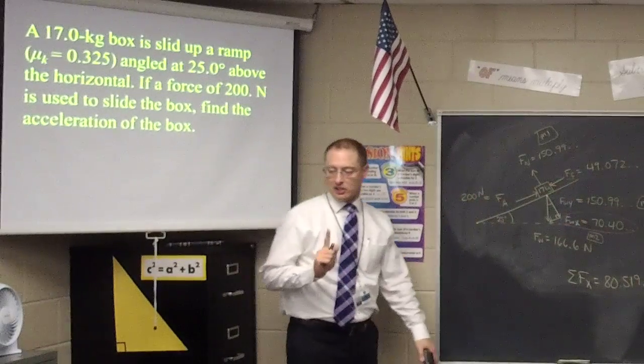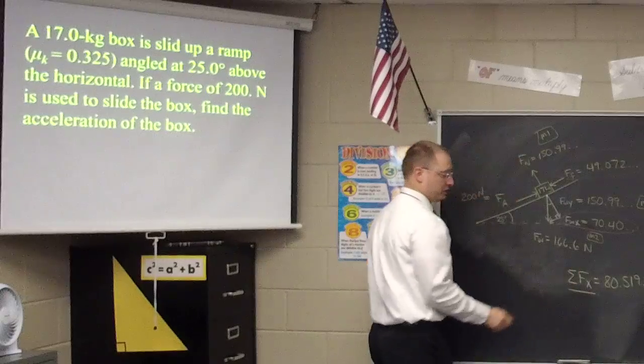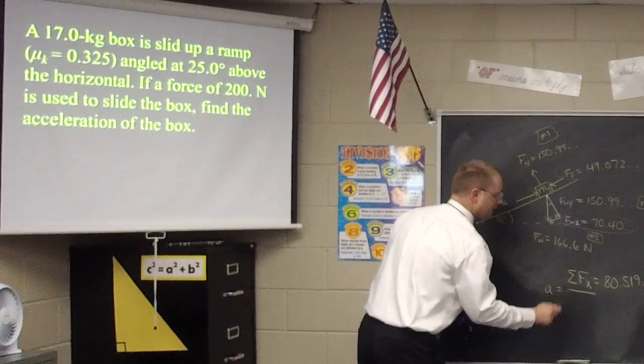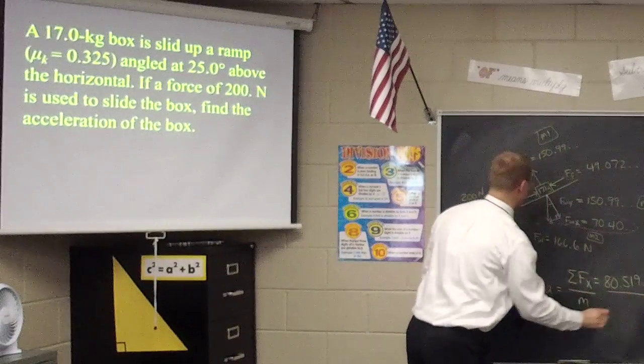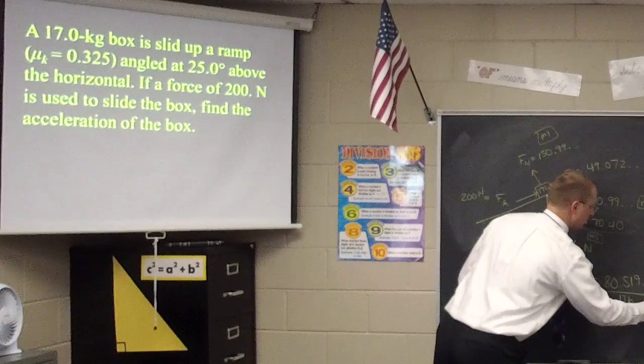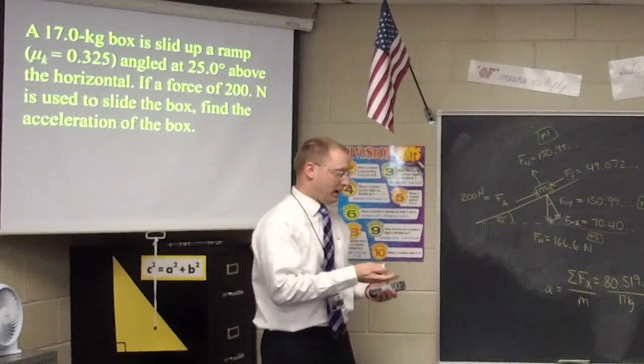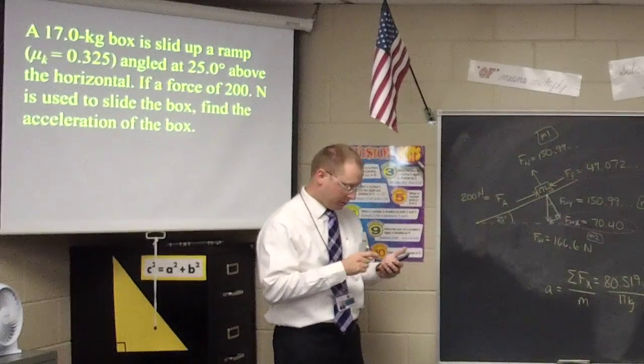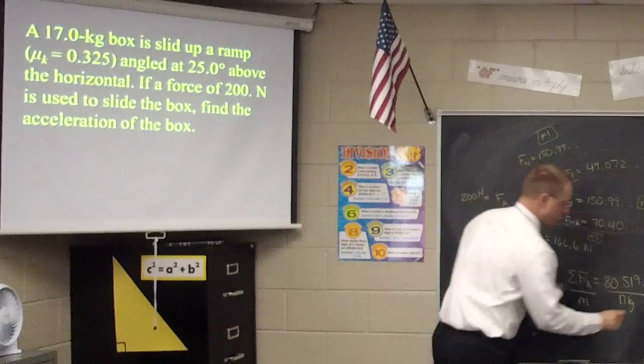And if we want to find acceleration, class, we divide the resultant force or the net force by the mass, which was 17 kilograms. And how rapidly does this box accelerate up the ramp? 4.74 meters. Which is pretty good.